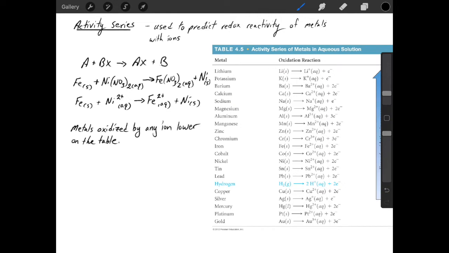And that's it. Any metal will be oxidized by any ion that is lower on the table. The metal won't be oxidized by any metals that are lower on the table. It won't be oxidized by any metals higher on the table or any ions higher on the table. Only one combination will work. And we'll run a couple of examples, and we'll start with something in the middle of the table, and we'll look at cobalt.